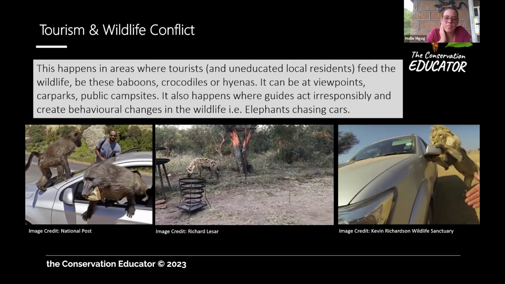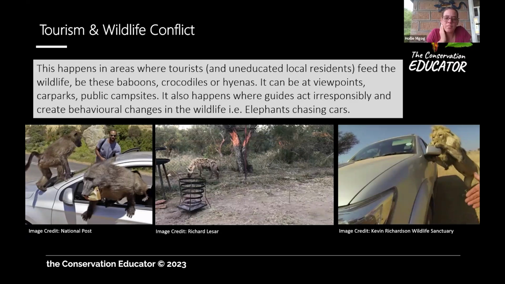On the far right here, you can see a lion. Now, you've probably all heard of Kevin Richardson, but this is a behavior that's not exactly condoned, but it's also not exactly... lions can do it, right? And this is very dangerous.